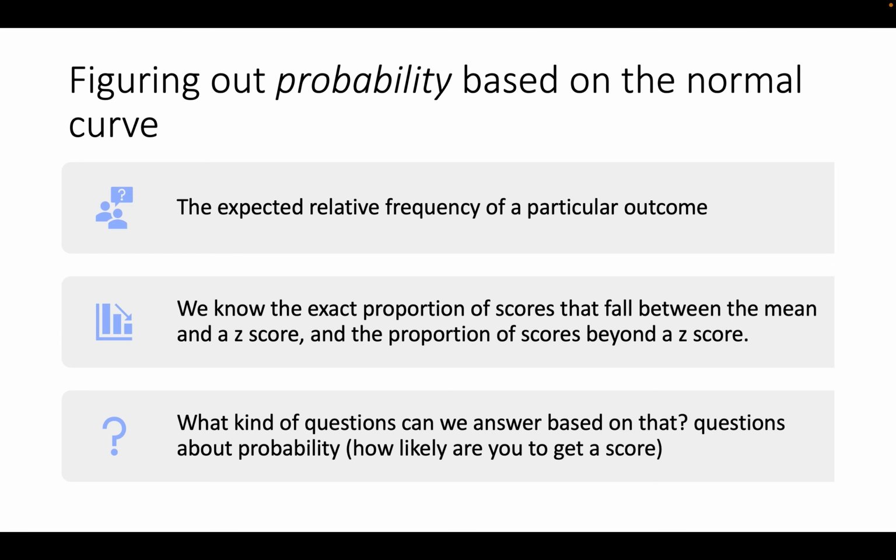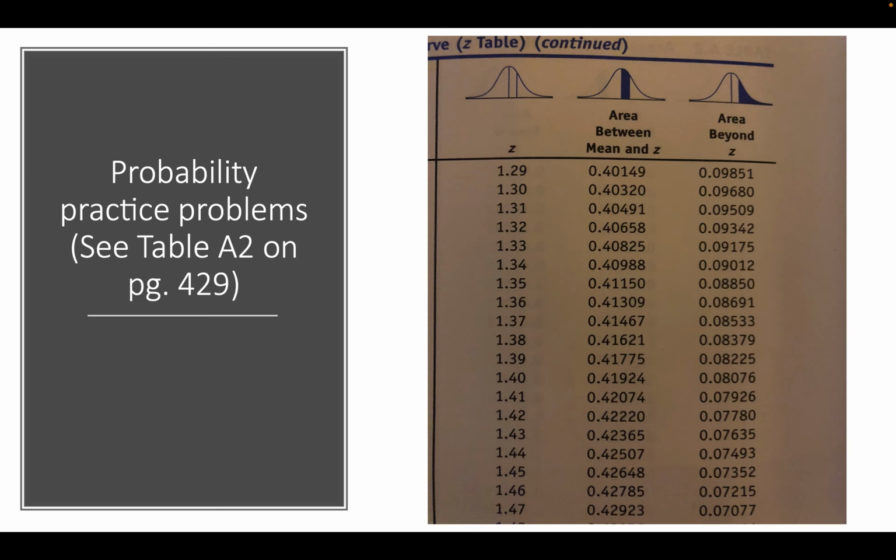Probability is the expected relative frequency of a particular outcome. With our distributions, we know the exact proportion of scores that fall between the mean and a z-score. We also know the proportion of the scores beyond a z-score. And why is that helpful? Well, we can determine how likely we are to get a certain score or how unlikely we are to get a certain score. And that's what you'll do with your practice problems this week.